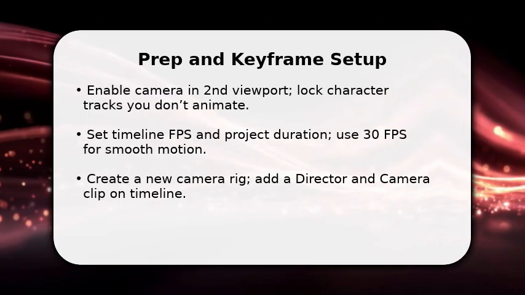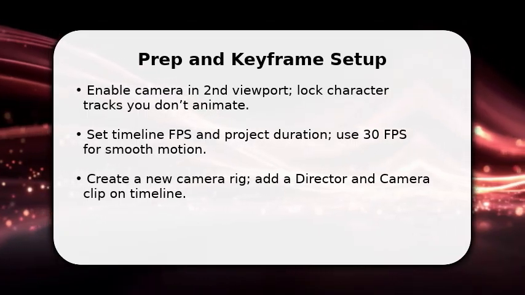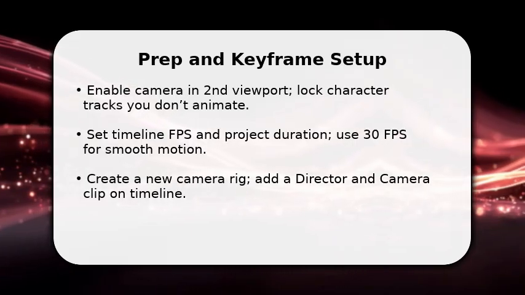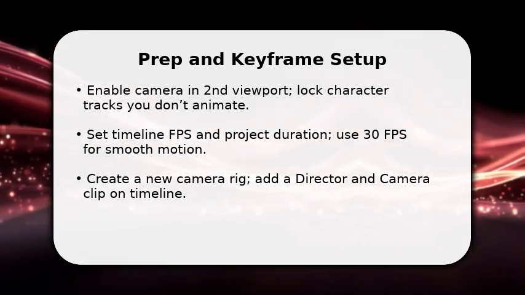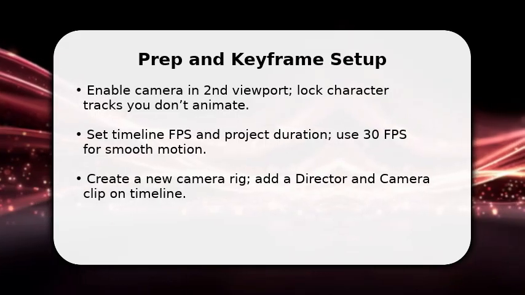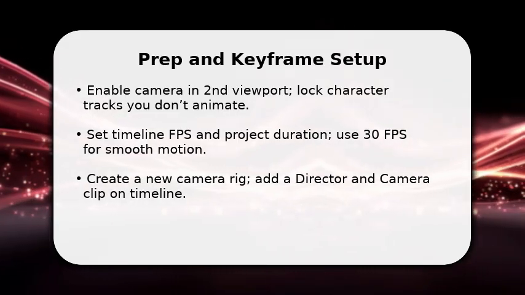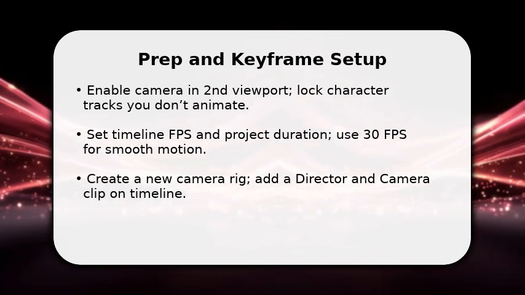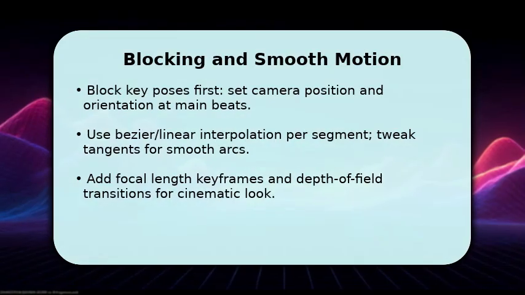Now create a director and a camera clip. This is where you'll place all camera motions. You do this first because a clean timeline prevents accidental edits later, and it gives you a single control track for smooth keyframing. Next, block your camera by placing key poses at narrative beats: wide reveal, medium follow, close-up.